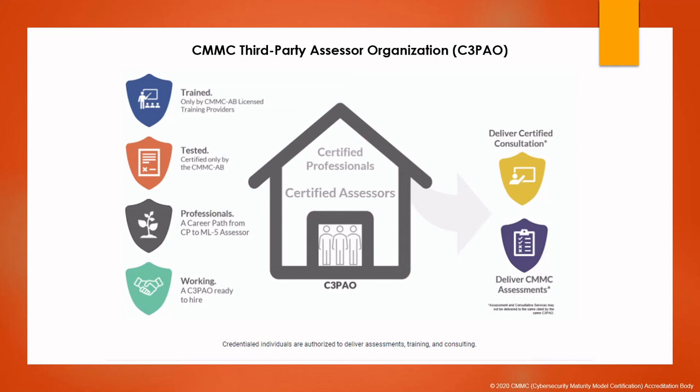So to summarize all this up, RPOs are just organizations that provide consulting services and support organizations seeking certification. Whereas C3PAOs are the actual assessors, and they perform that assessment that will be the determining factor if you or your organization receives a CMMC certificate for the maturity level that you're seeking.